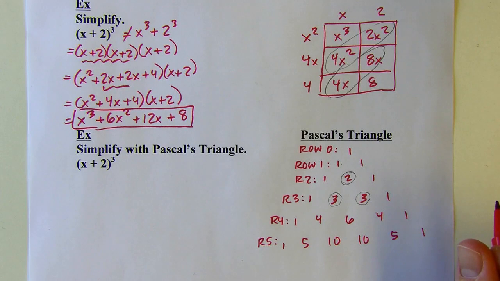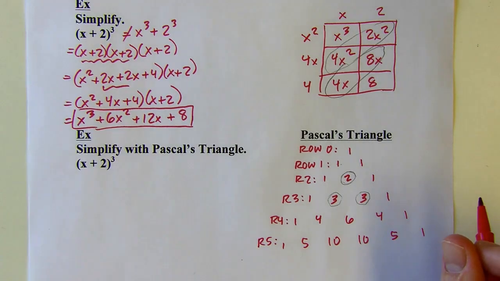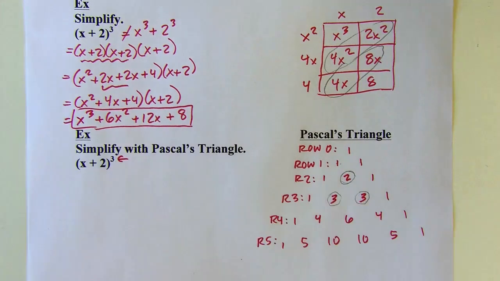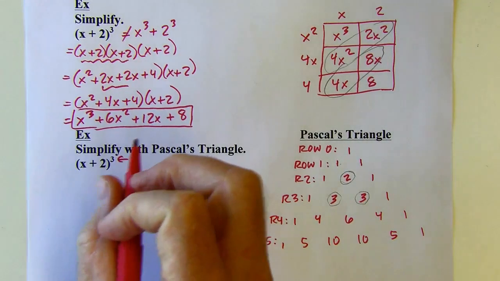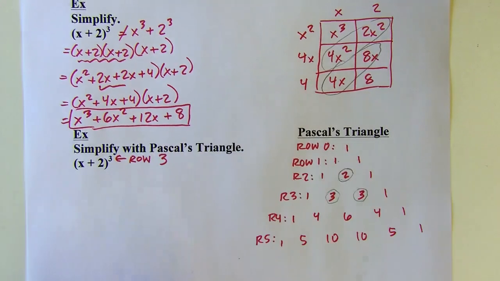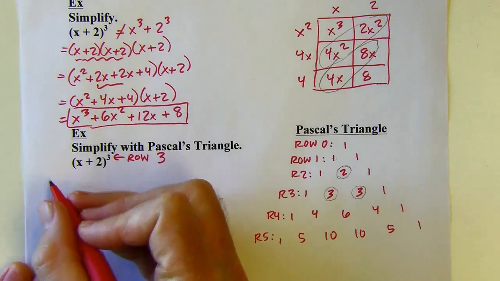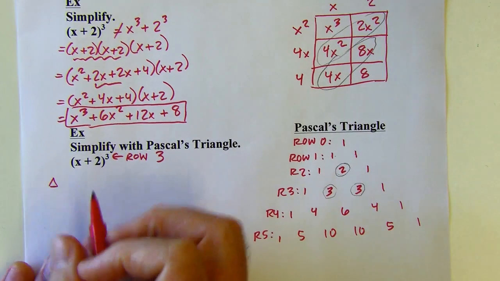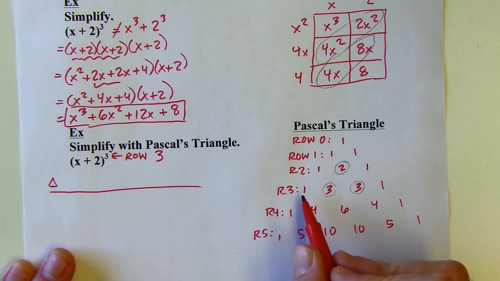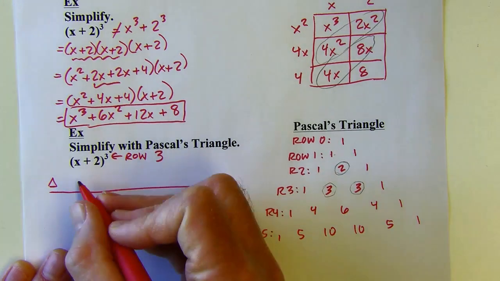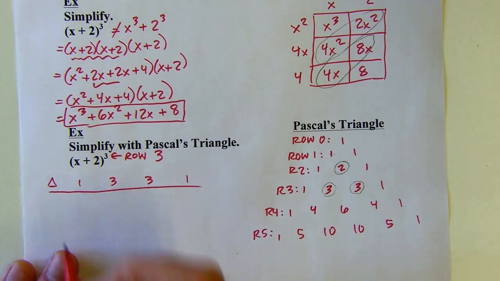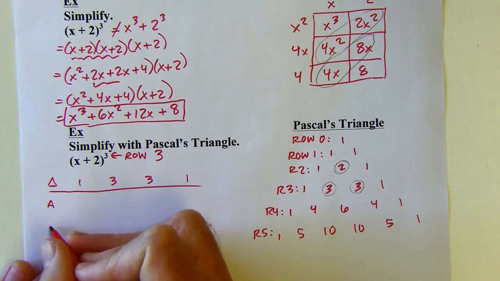Okay, so what I want to do is start with the exponent. So this tells me what row to use. Here I'm going to use row 3. Okay, and now I'm going to set up a little chart. So the top row of my chart is going to be the numbers from whatever row I'm on. I'm on row 3, so I'm going to set up 1, 3, 3, 1, like that. Okay. Now below the triangle, I'm going to have row A and row B.